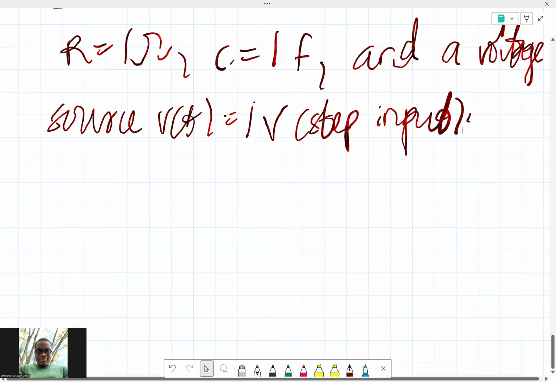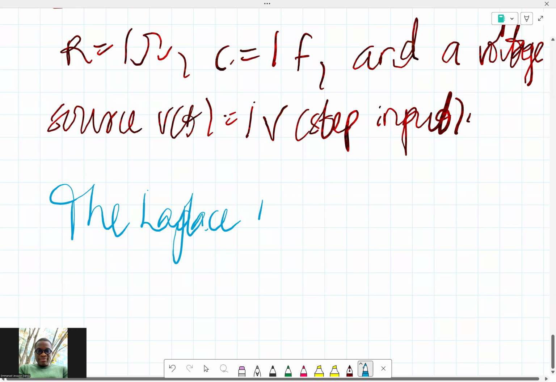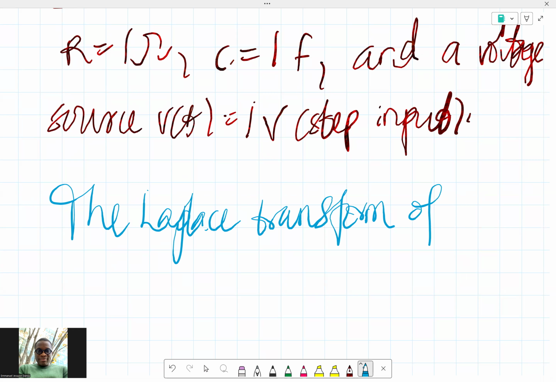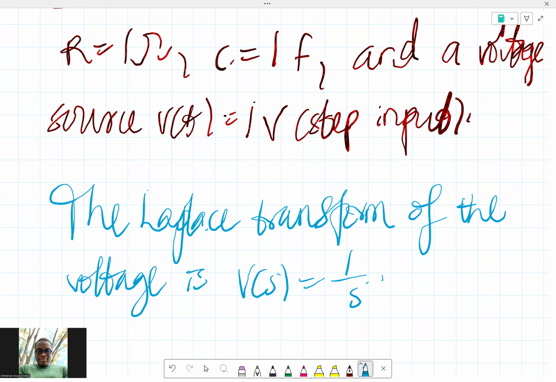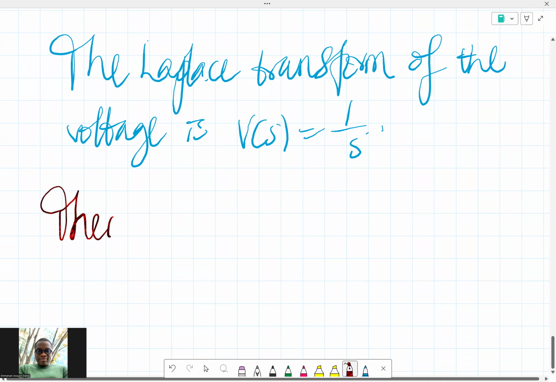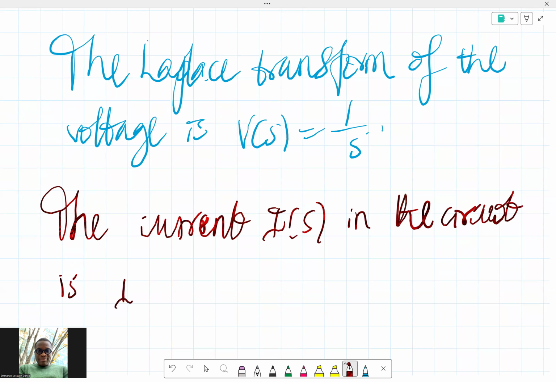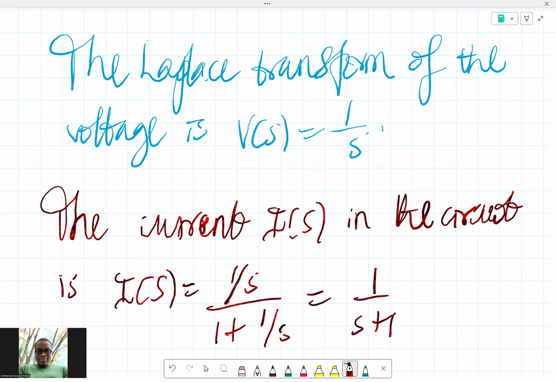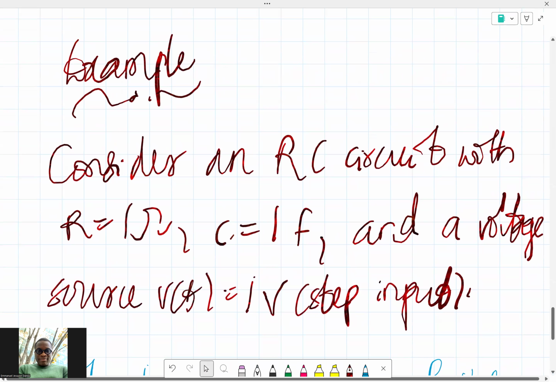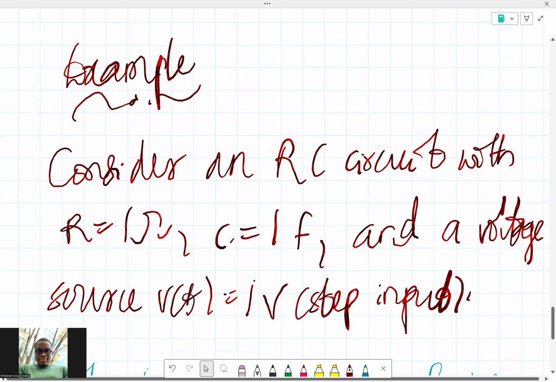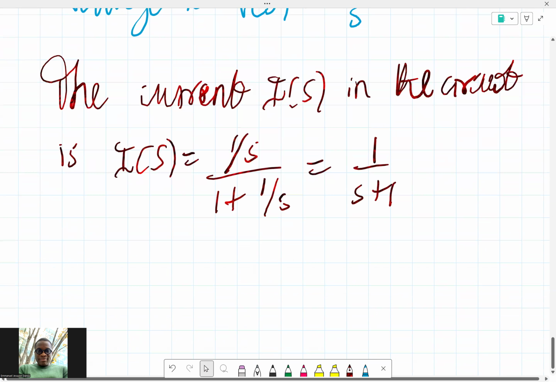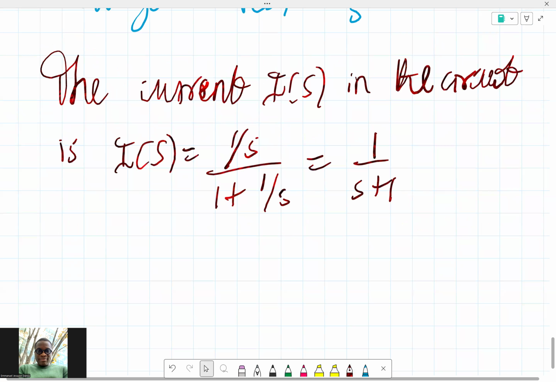The Laplace transform of the voltage is V of s equals 1 over s, and then the current I of s in the circuit is I of s equals 1 over s all over 1 plus 1 over s, and that is 1 over s plus 1 altogether, because the capacitance is 1 F and we have to integrate that in the system.